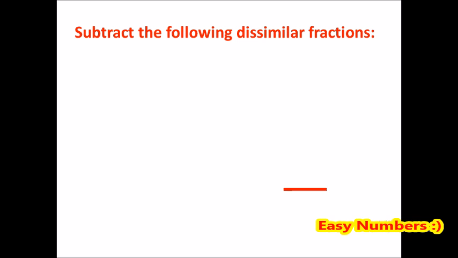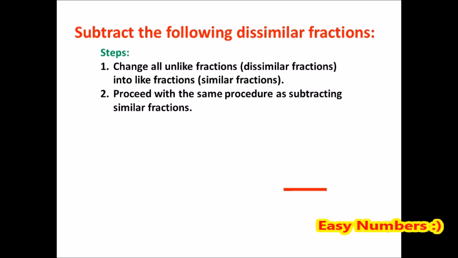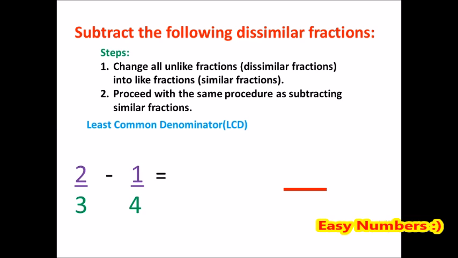Let us now subtract dissimilar fractions. Steps are: number 1, change all unlike fractions or dissimilar fractions into like fractions or similar fractions. Number 2, proceed with the same procedure as subtracting similar fractions. For example, let us have 2/3 minus 1/4. So the first step is to change this into like fractions. And to do that, we're going to find the least common denominator, or the LCD.